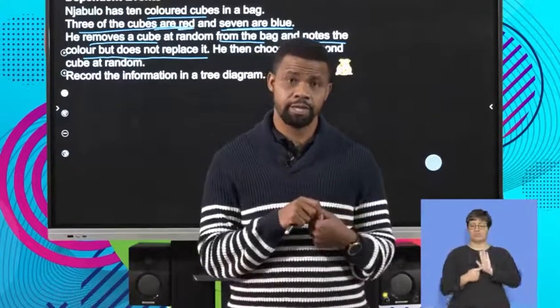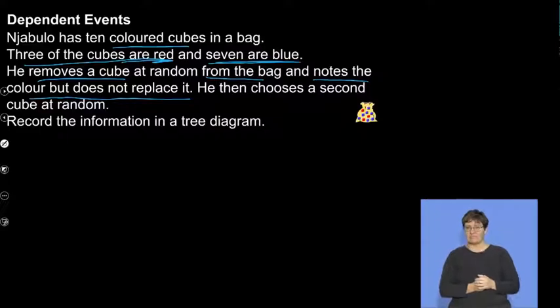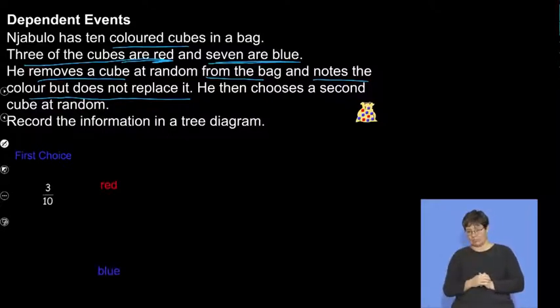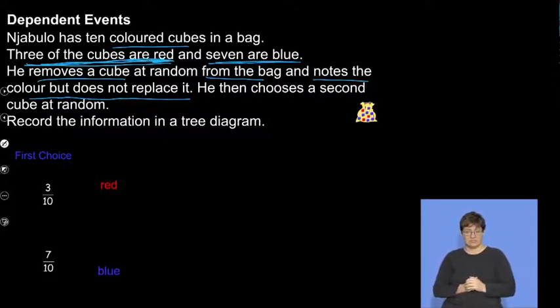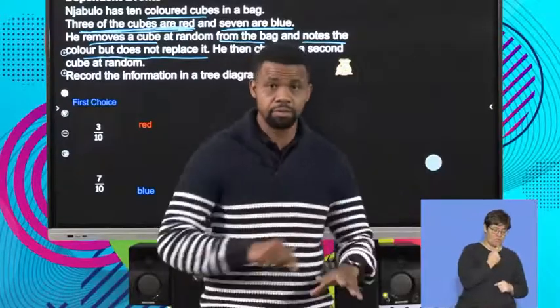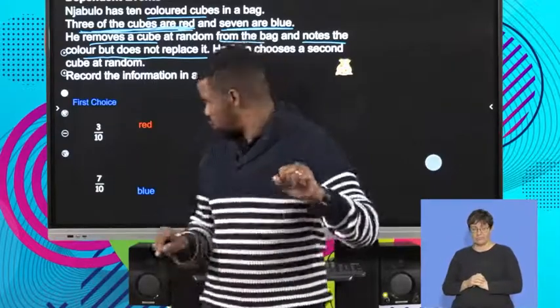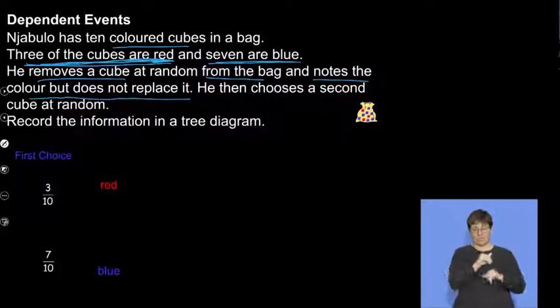How will this tree diagram look? Okay, let's see. So let's record the information in a tree diagram. So first choice, we have red and blue. The probability of red occurring is 3 out of 10. Why? We have 3 red. So it'll be 3 out of 10. And what about the probability of blue? It'll be, are we together? 7 out of 10. Because initially, we still have 10 balls. We have 3 red, 7 blue. What is the probability of getting red? 3 out of 10. What is the probability of getting blue? 7 out of 10. Then you draw your tree diagram. This is what we get.